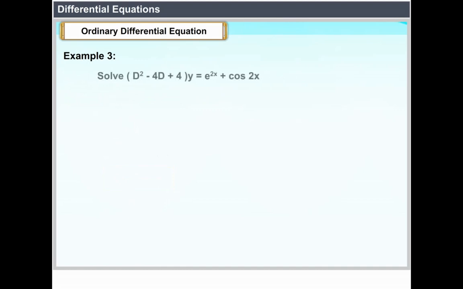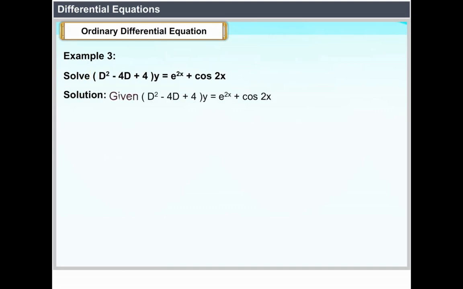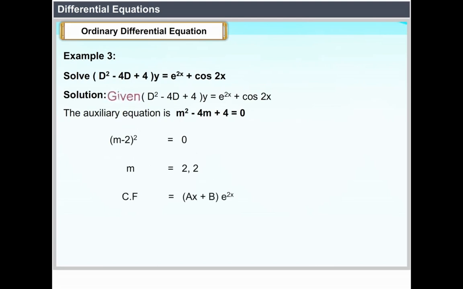Example 3. Solve (D² − 4D + 4)y = e^(2x) + cos 2x. Solution. Given (D² − 4D + 4)y = e^(2x) + cos 2x. The auxiliary equation is m² − 4m + 4 = 0. Then (m − 2)² = 0. By factorization we get m = 2, 2. Complementary function = (ax + b) e^(2x).